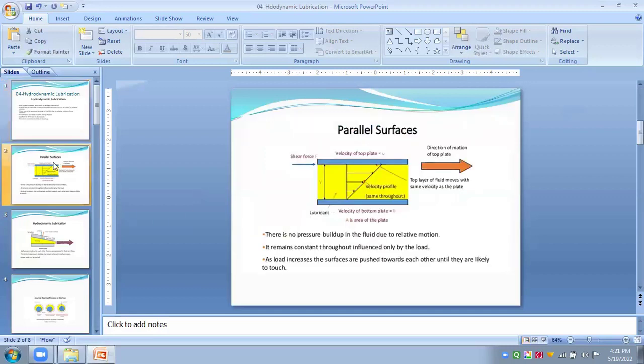How do the parallel surfaces react? Between these two conducting surfaces a wedge shaped film is developed, and this wedge shaped film causes the pressure buildup in the fluid due to relative motion. This remains constant, influenced only by the load. In hydrodynamic bearings, as the load increases, the surfaces are pushed toward each other until they are likely to touch. So a very thin film thickness is created between these two surfaces.